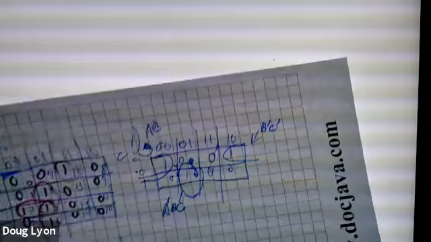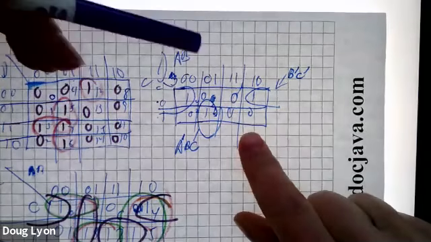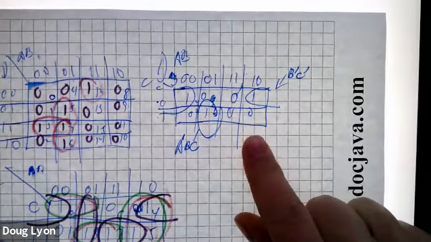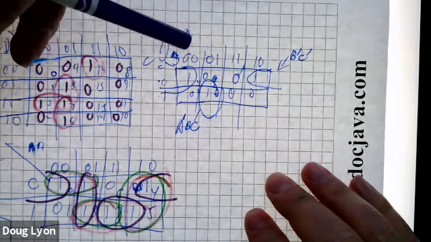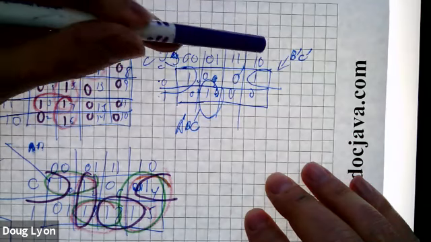Let's try another example. Let's do a 3-variable KMAP. Here's one already made up, ready to roll. So here's a 3-variable KMAP. That's a good one. Now let's take a look at how this is numbered. 0, 0, 0, 1, 1, 1, 1, 0.